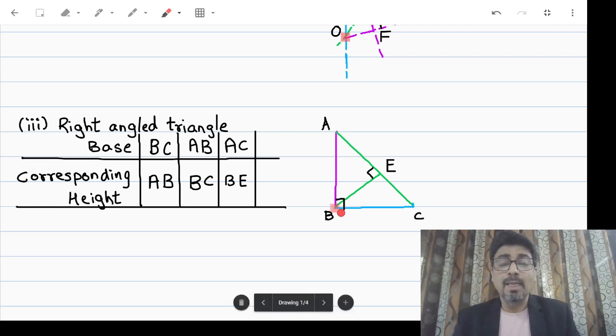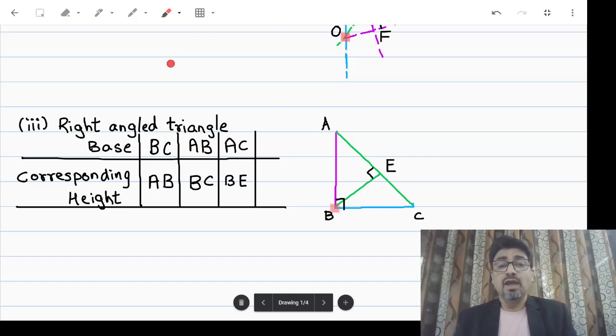So we see that the three heights, which are also known as altitudes, the three altitudes or heights of any triangle are concurrent. What do you mean by concurrent? Concurrent means they intersect at a common point. Right? So this was the relationship between different bases and the corresponding heights for different types of triangles.